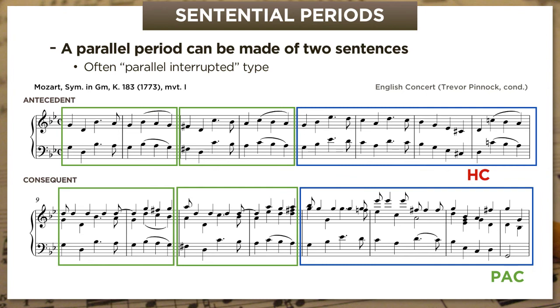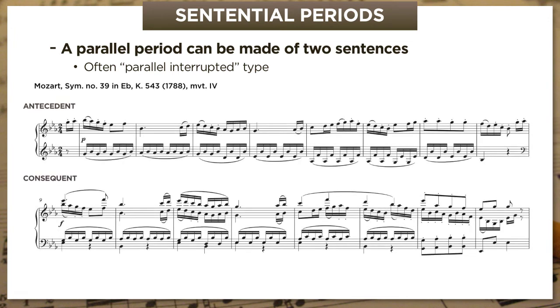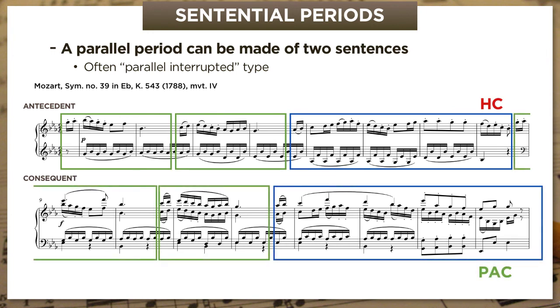Now, I'm sure you noticed that despite the parallel melodic design, the consequent phrase actually contrasted quite a bit with the antecedent. Rather than a quiet unison, it was a full orchestral forte. That's one of Mozart's favorite tricks, the understated antecedent and then the full-throated consequent phrase. We also see this in the finale of his Symphony No. 39, which again is a parallel interrupted period made of 2 sentences.